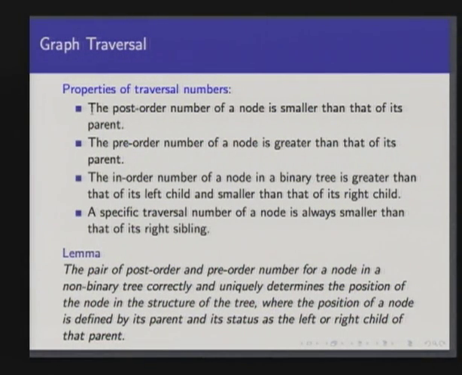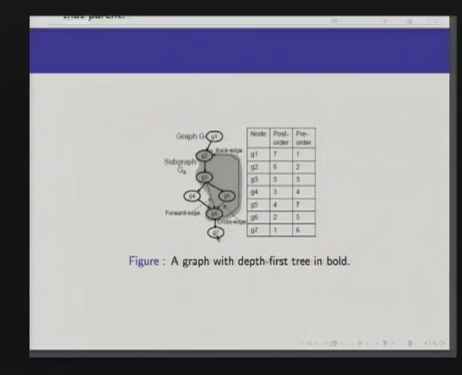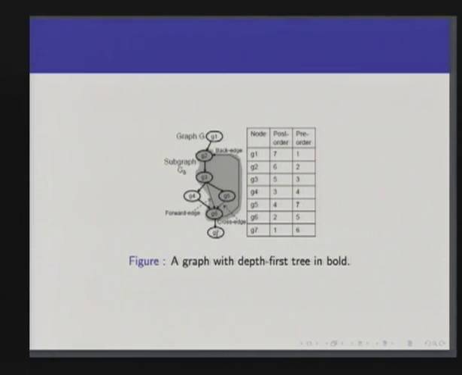If you assign pre-processing and post-processing numbers, you will see that the post-order number of a node is always smaller than that of its parent. The pre-order number of a node is greater than that of its parent. The in-order number of a node in a binary tree is greater than that of its left child and smaller than that of its right child. And a specific traversal number of a node is always smaller than that of its right sibling. So let us go through an example. Here we have a directed graph composed of 7 vertices, G1, G2, G3, and up to G7.